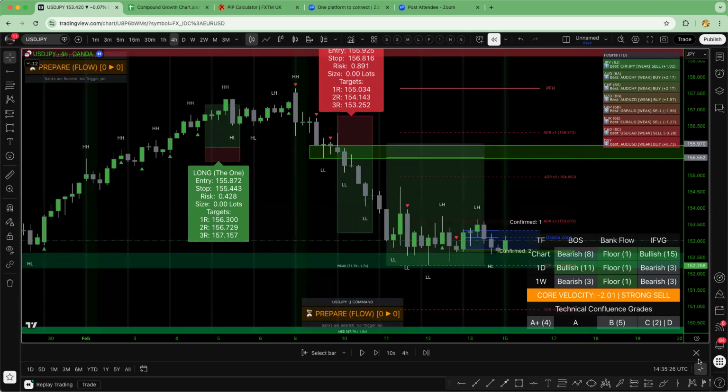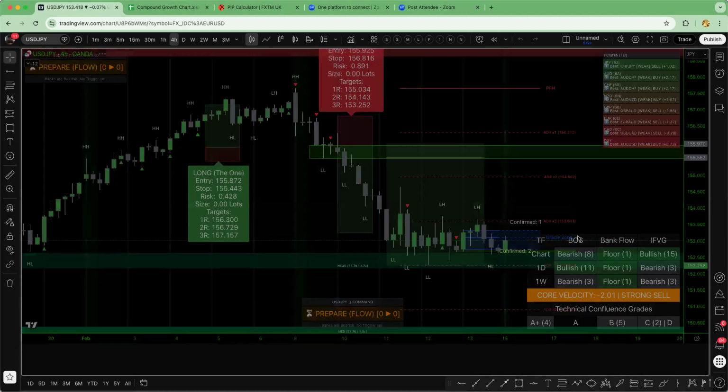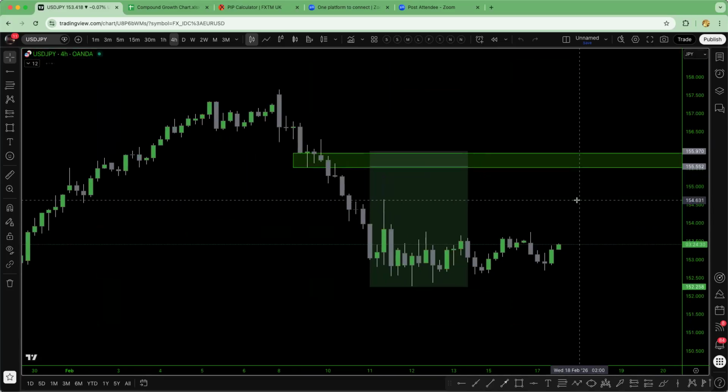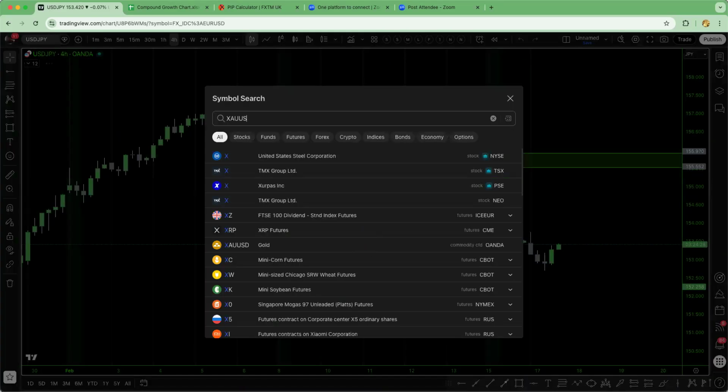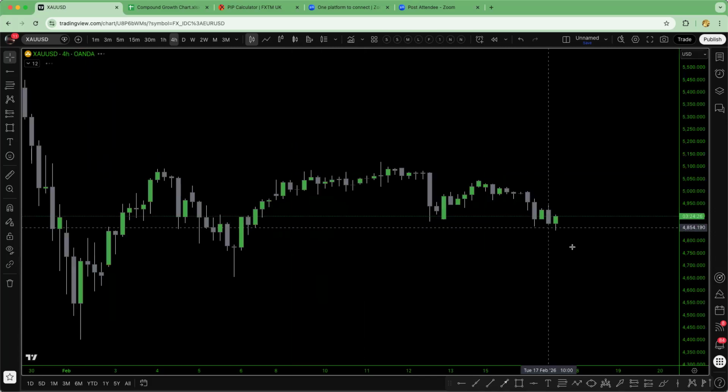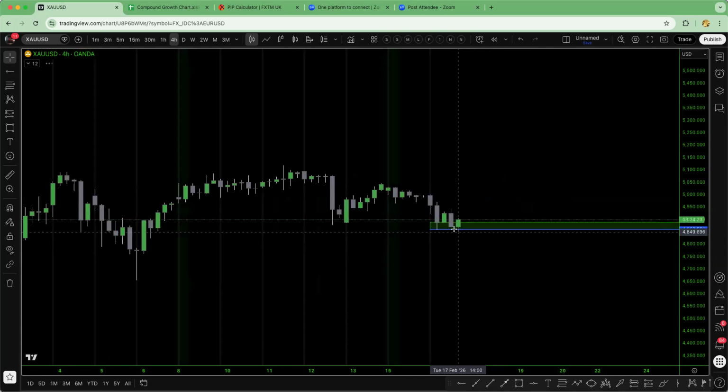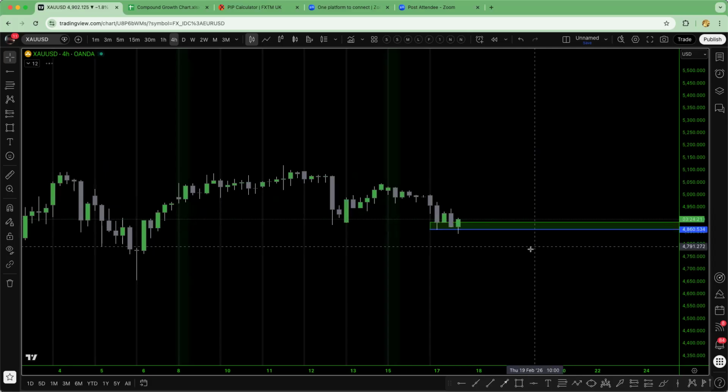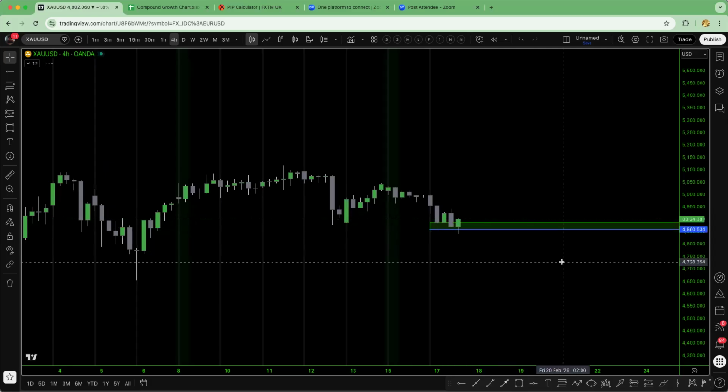And gold as well was another one, but I never gave that in every group. I just gave that to the VIP members. So let's even go check gold quickly before I switch off. You see why I said don't enter gold? See how gold is respecting the level? You see? We have to wait for it to break.